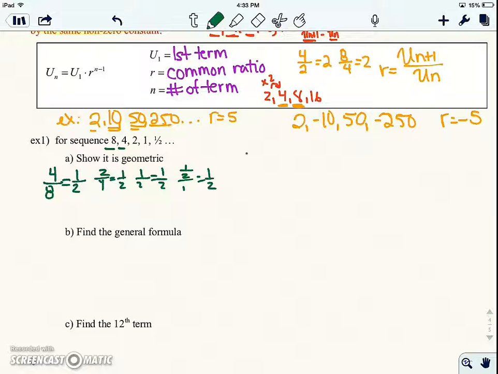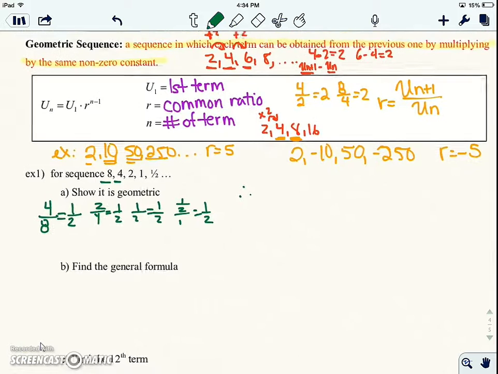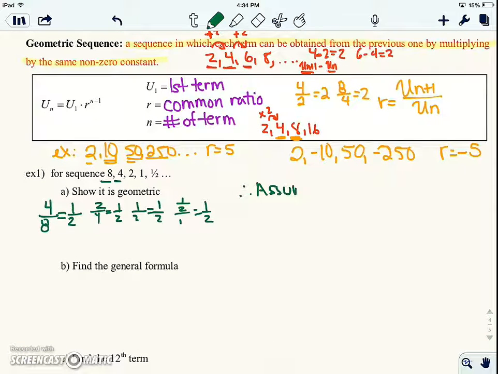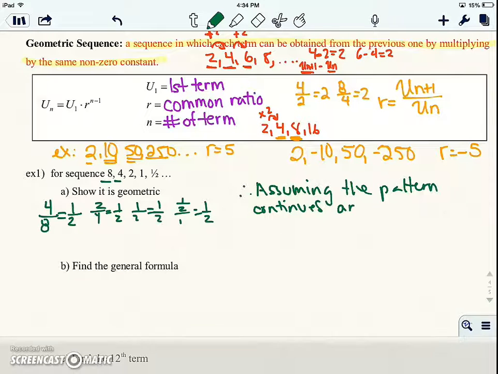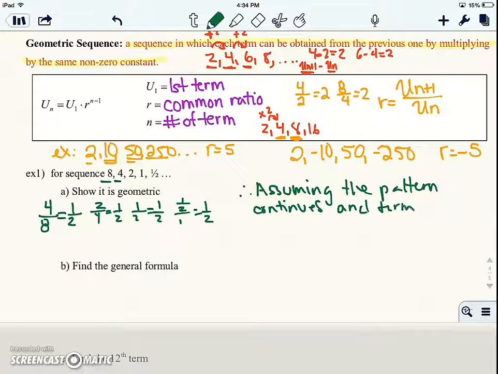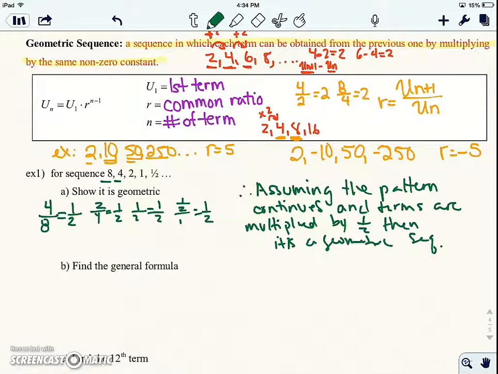And so what we could say, therefore, assuming the pattern continues, and terms are multiplied by 1/2, then it is a geometric sequence. Okay? Just like we did before.